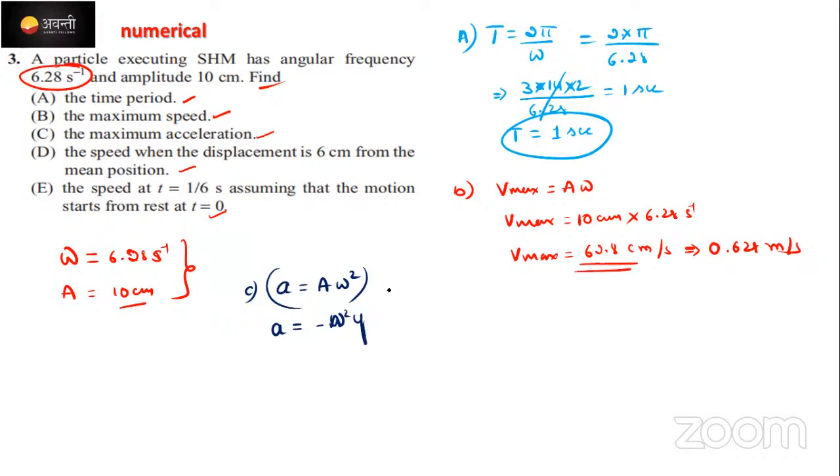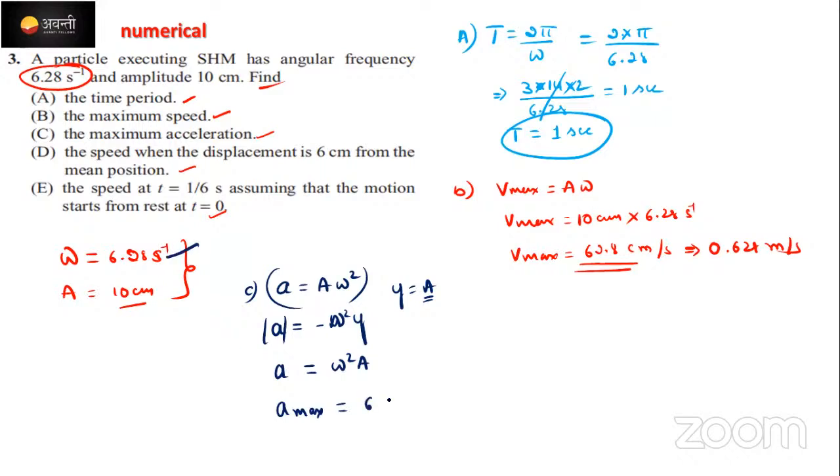Maximum means the value of y is equal to A, the maximum amplitude. At this condition, if you want to take the magnitude, the acceleration value will be equal to omega square. Instead of y, we need to write omega square into A. Okay, try to give a reply, guys. Then a maximum will be equal to omega square A, and omega they have already given as 6.28, correct?